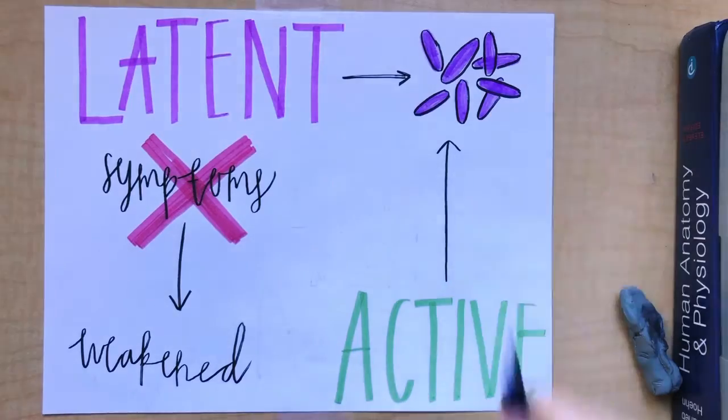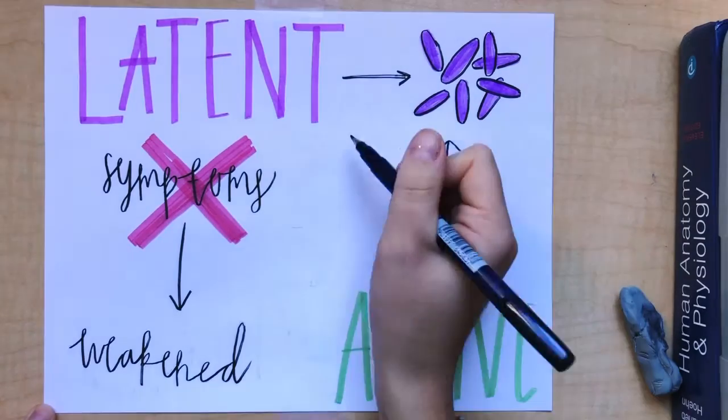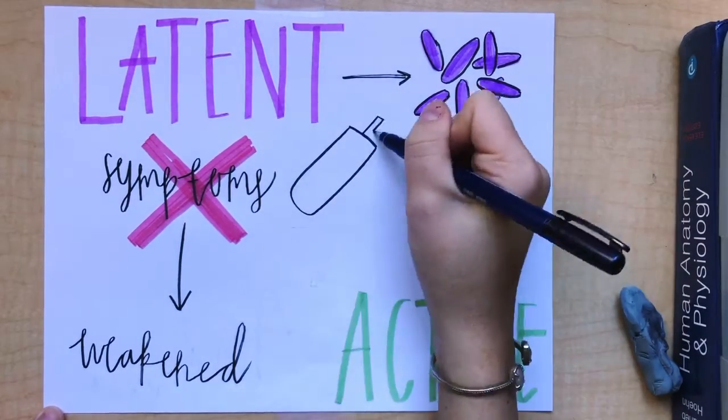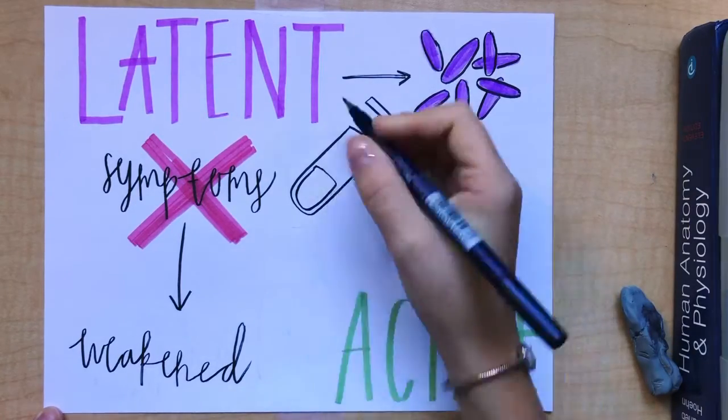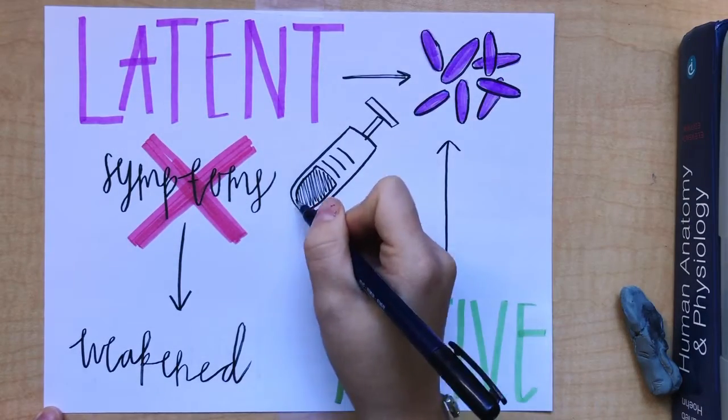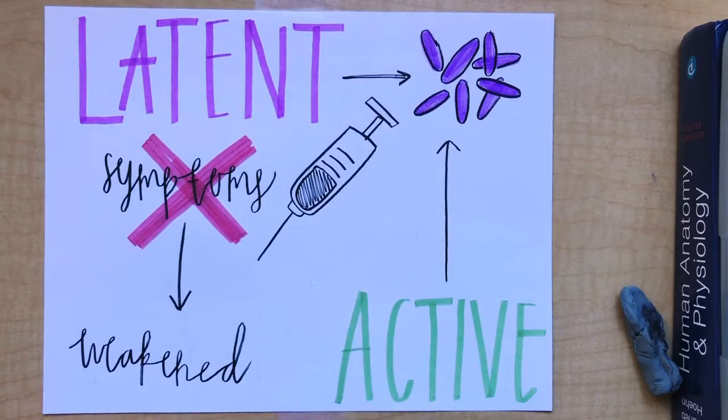While in active infection, as soon as these mycobacterium come into your body, you are going to become sick immediately. And this normally happens with people who already have a weakened immune system, such as people with HIV.